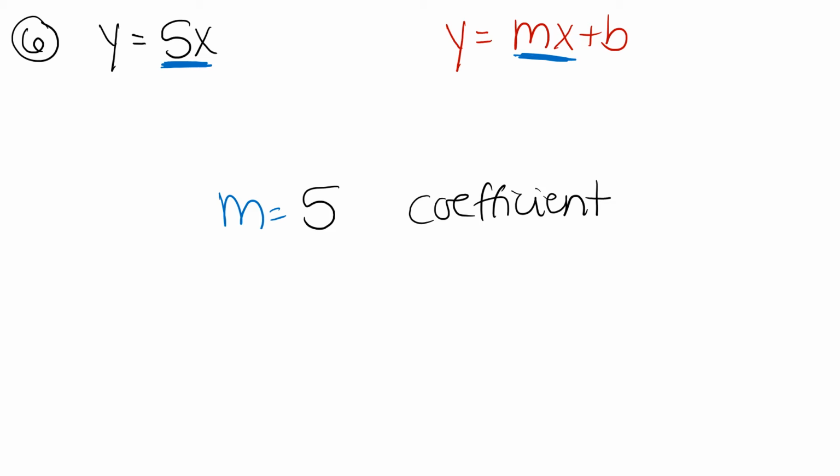For our b value, the b value is the plus b that's at the end. Well, we don't have anything at the end of this problem. So our b value is simply 0. And that's our constant. If there's nothing there, it could be a 0.